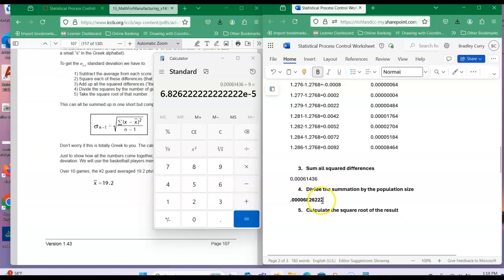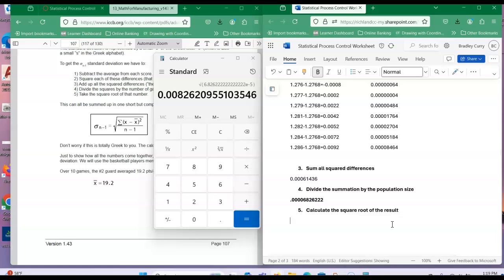Now, this number here is what we have to take the square root of in order to find the actual value of our standard deviation. So if I take the square root of that number and hit enter, you see here that the standard deviation becomes 0.008262. So let's write that down over here with our calculations.